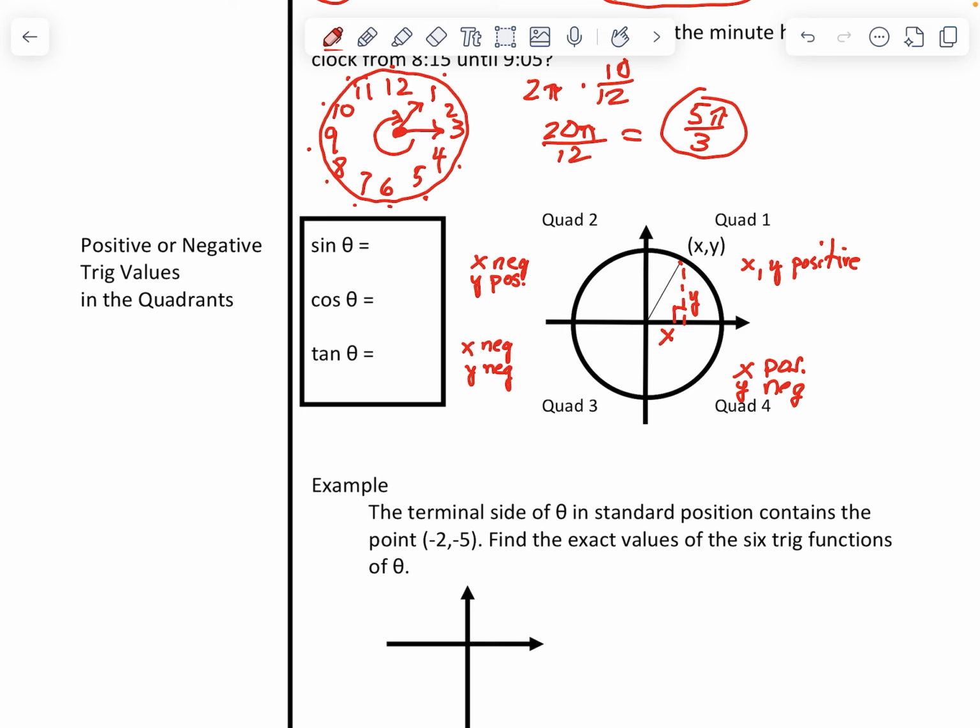Now we're going to call the hypotenuse the r for radius. And an important thing is that the r, the radius, is always positive. So when we're talking about positive and negative values, you've got to recognize that the r is always positive, okay?